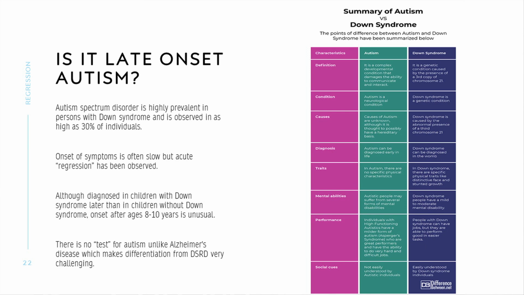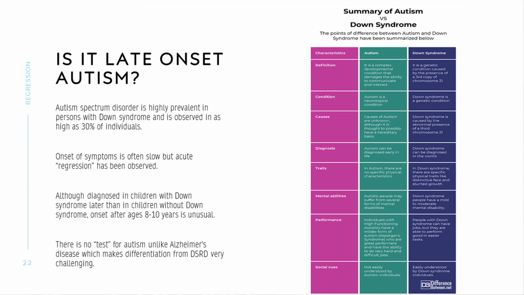While it's highly prevalent in persons with Down syndrome, it's observed in about a third of patients. The onset is typically slow. Acute regression has been observed in persons with autism, but it's not the rule, so to speak. Again, it typically should not happen newly in persons over the age of 8 or 10 years of age. You should have some kind of history to suggest, hey, they had some autistic features like ritualistic behavior, habitualization, difficulty with changing of routine and things like that.